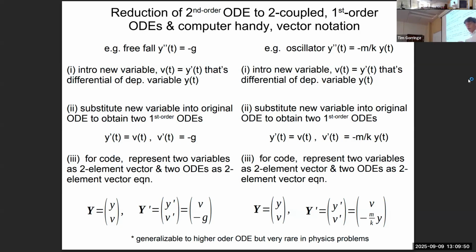Then to get the other of the pair of first order differential equations, you just substitute the new variable, which is v, into the original second order differential equation. So I'm going to replace the second order differential of y by the first order differential of v. And that's our second equation. So this is the pair of first order ordinary differential equations that this second order free-fall problem reduces to.